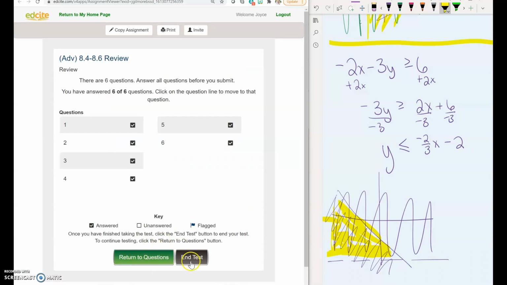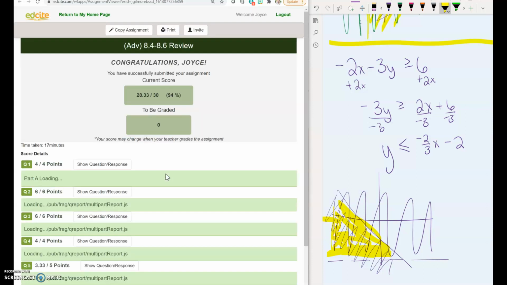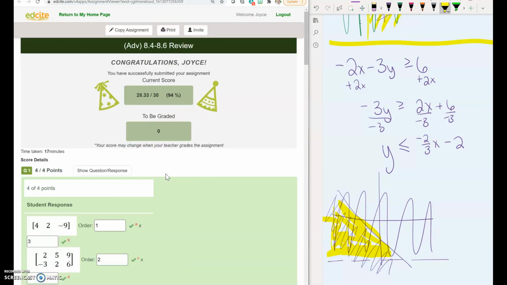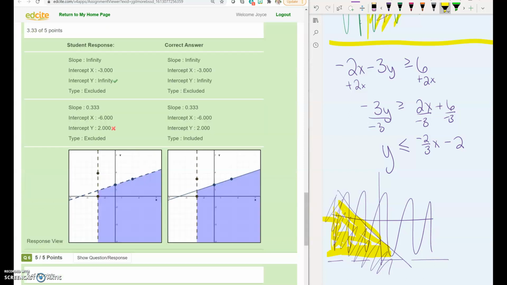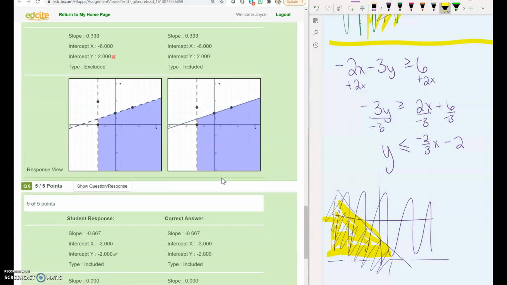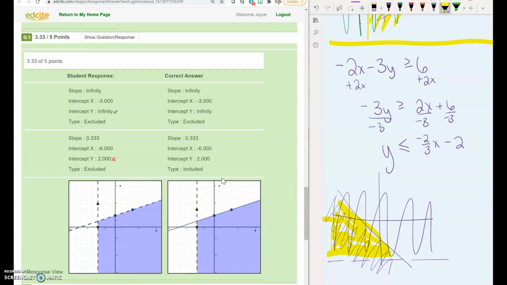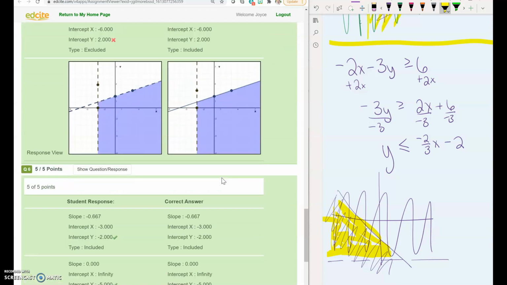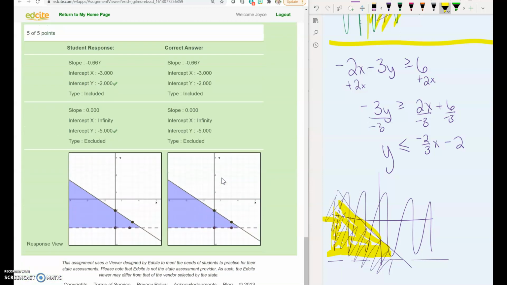Make sure we have everything done. I need to check myself. I need to check my test because it looks like I may have put an error in here. Okay, it looks like in number 5, I did not have the slanted line as dashed. I will make sure to go in and change that so that it is grading correctly. So that should be fixed before you guys get to the test. All right, if you have any questions, let me know.